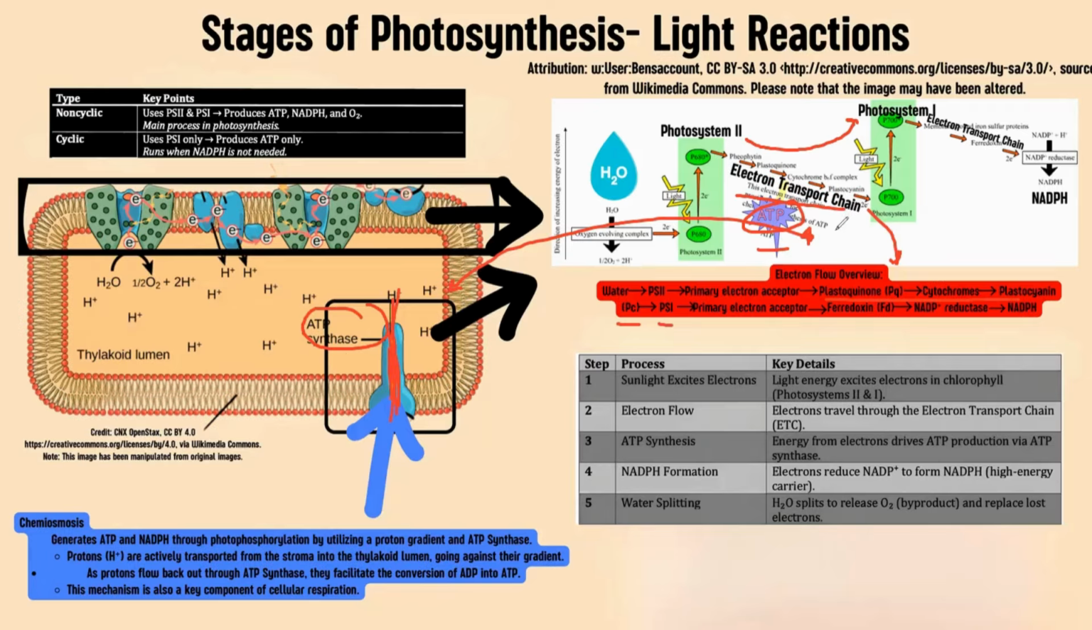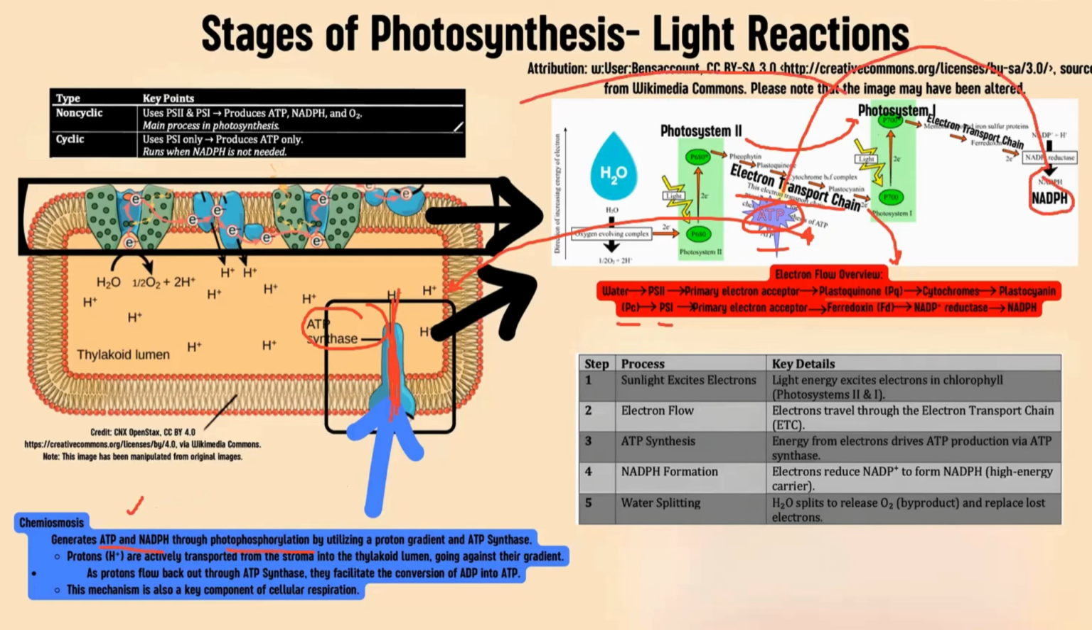We don't call it ETC1, we just call it ETC, but I'm going to say between photosystem 2 and photosystem 1. That is what's happening in ATP synthase. And we also call this chemiosmosis when we're generating ATP and NADPH through photophosphorylation. So this act of generating ATP and the electron transfer chain of NADPH, which we're going to cover in just a second, is also known as chemiosmosis.